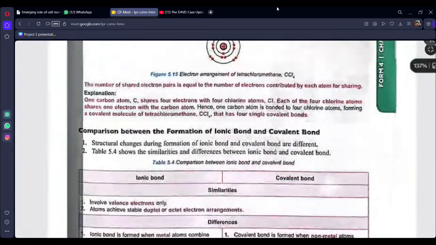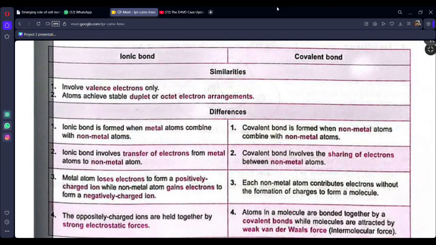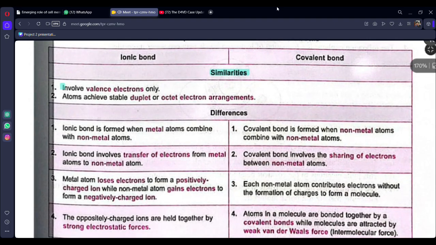Now we move on to the comparison. This is very important. It can come out in paper 1, it can come out in paper 2. The differences between ionic and covalent. Similarity first. What is the similarity? They both involve valence electrons only, and their end goal is both duplet or octet. That is the similarity.